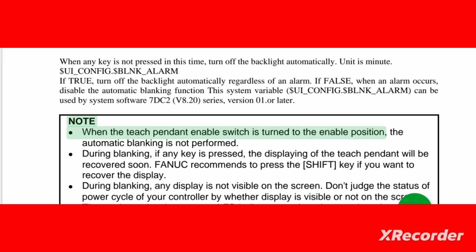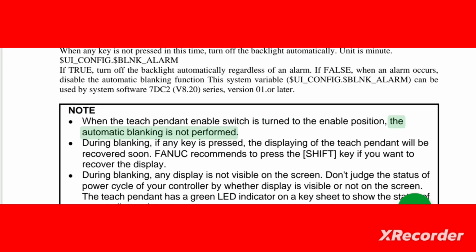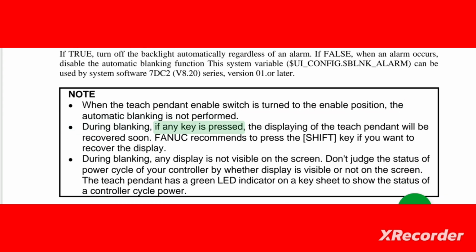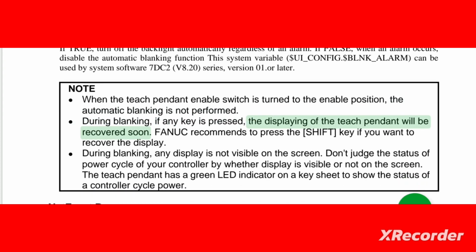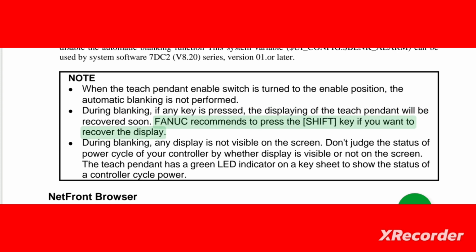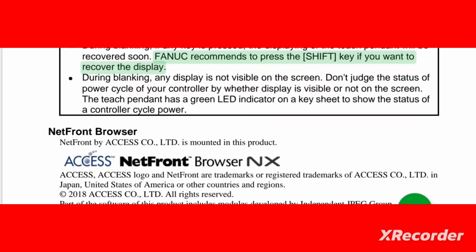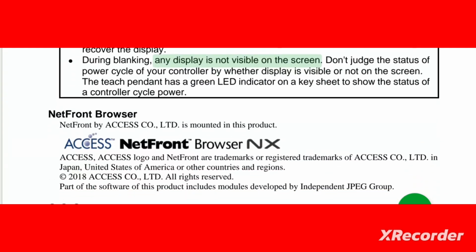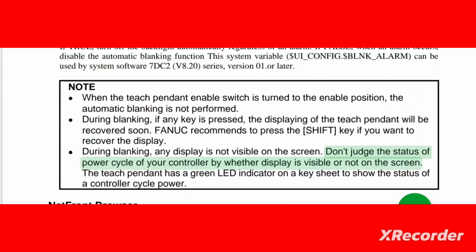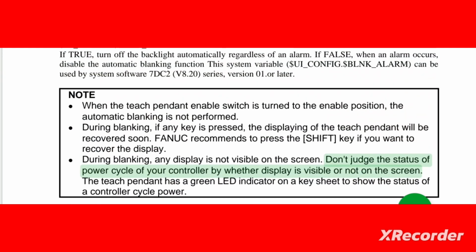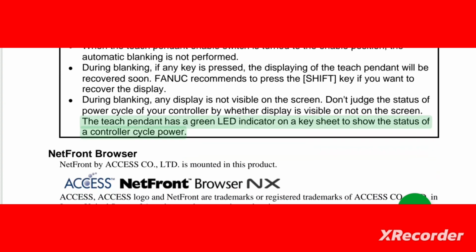Note: when the teach pendant enable switch is turned to the enable position, the automatic blanking is not performed. During blanking, if any key is pressed, the display of the teach pendant will be recovered soon. FANUC recommends pressing the SHIFT key if you want to recover the display. During blanking, no display is visible on the screen. Don't judge the power status of your controller by whether the display is visible or not. The teach pendant has a green LED indicator on the key sheet to show the status of the controller power.